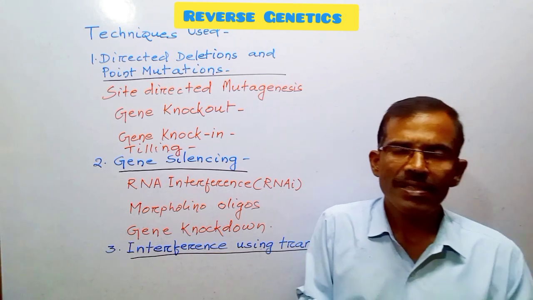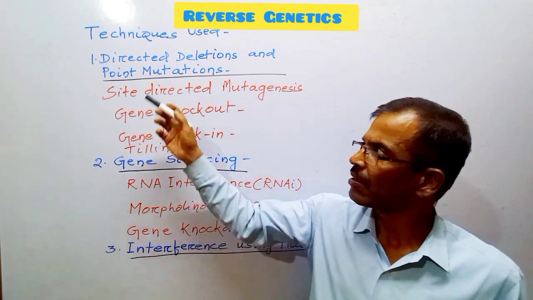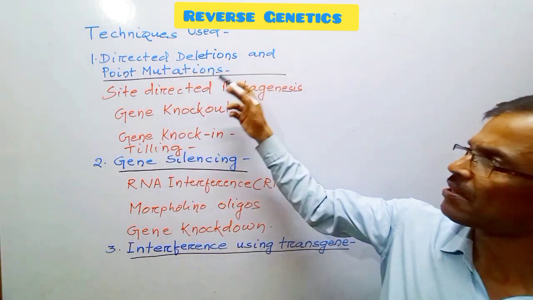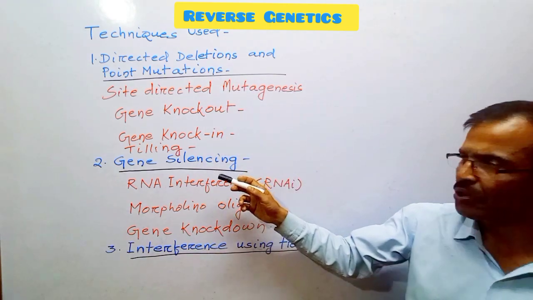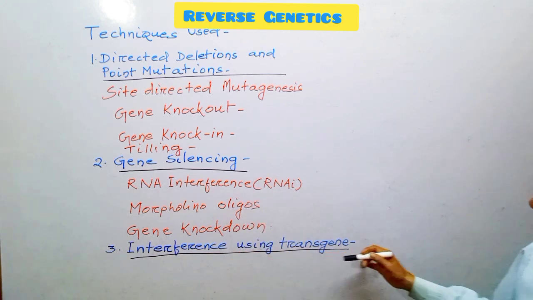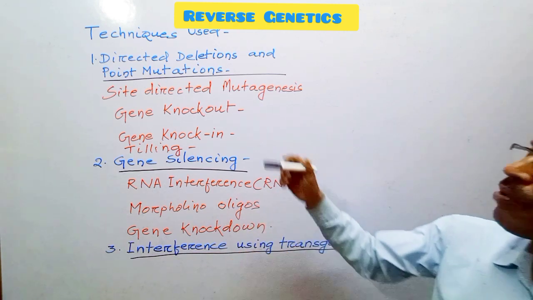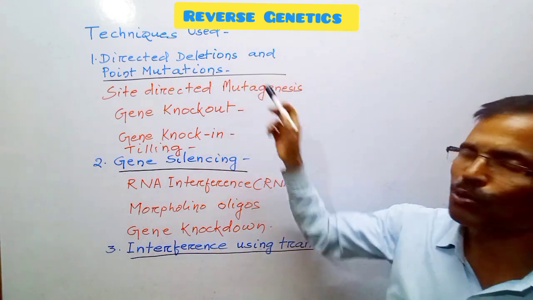Several methods that have been developed for reverse genetics are: number 1, directed deletions and point mutations, number 2, gene silencing, and number 3, interference using transgenes. First one is directed deletions and point mutations.